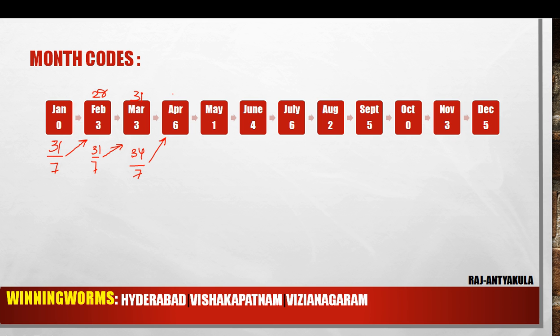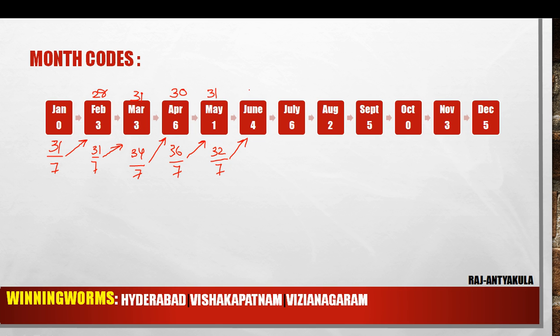To find the month code of May, simple. How many days are there in April? 30. 30 plus 6 is 36. When 36 is divided by 7, how many odd days are left over? 1 odd day. So that 1 is the month code for May. May has 31 days. 31 plus 1, how much? 32. When 32 is divided by 7, what is the remainder? 4. So 4 is the month code for June.